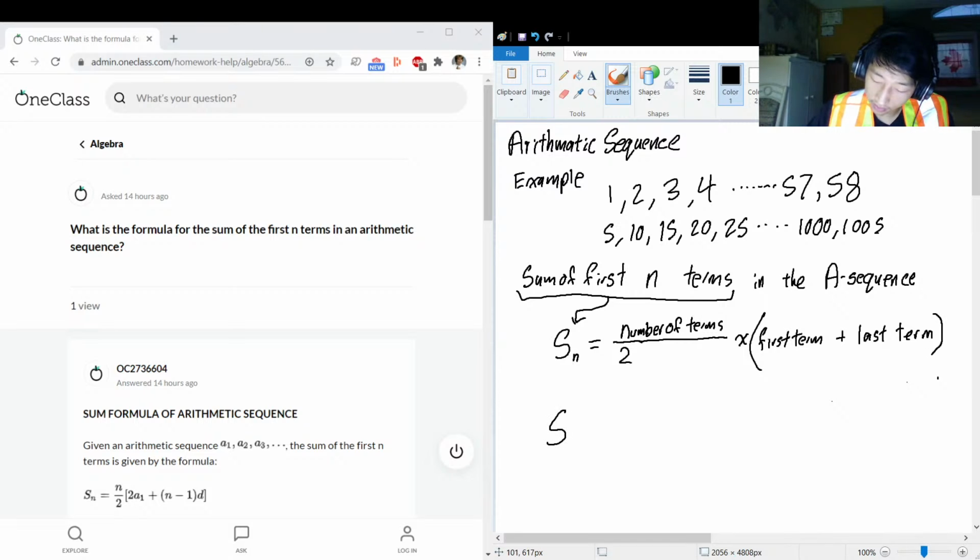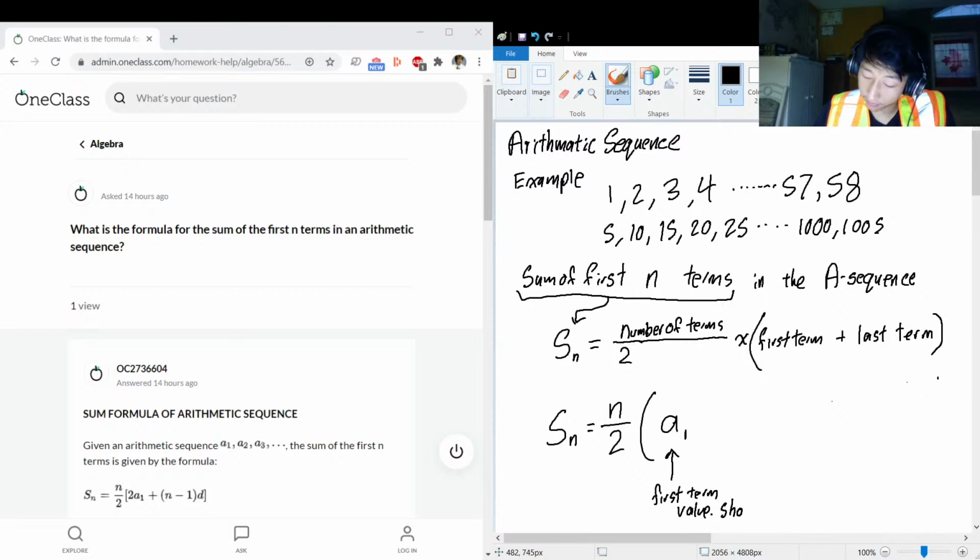Let's actually rewrite this to be a little bit shorter. S_n equals n over 2, n being the number of terms. Fairly straightforward. Multiply by the first term. That depends on what your first term is, but if they give you an arithmetic sequence, you kind of got to know what your first term is. So let's call that A1, the first term. First term value should be given.